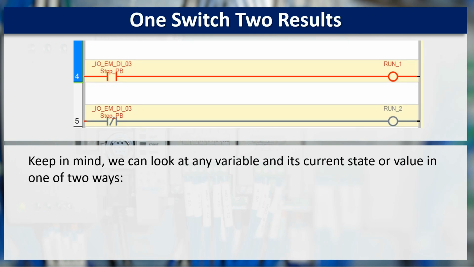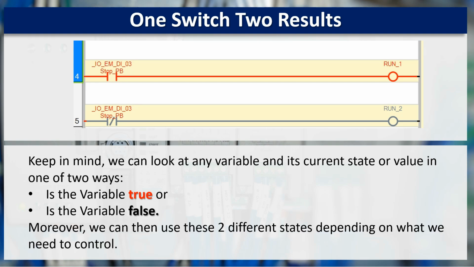Keep in mind, we can look at any variable in its current state or value in one of two ways. Is the variable true, or is the variable false? Moreover, we can then use these two different states depending on what we need to control.